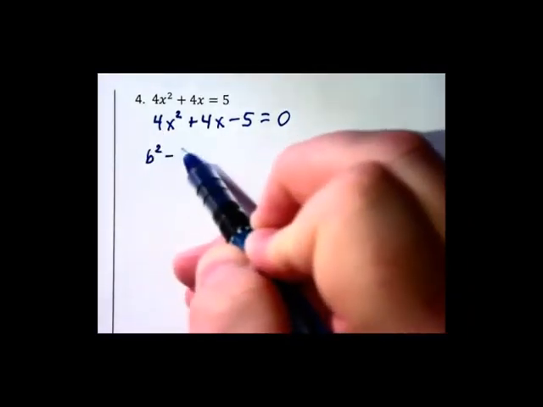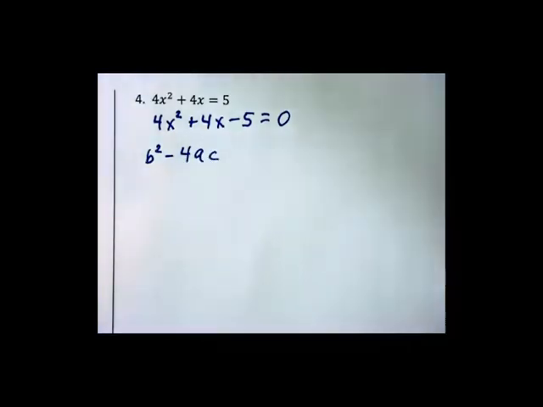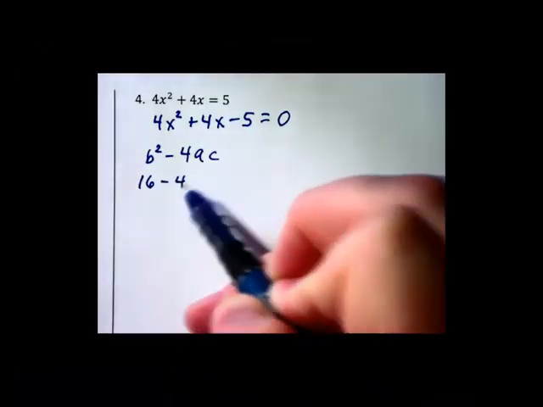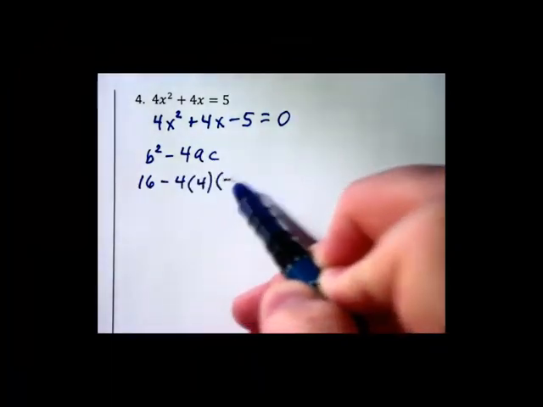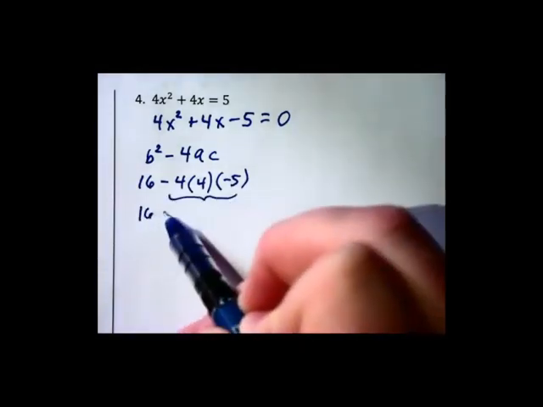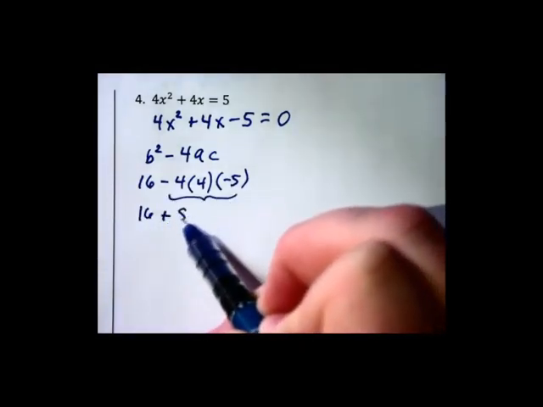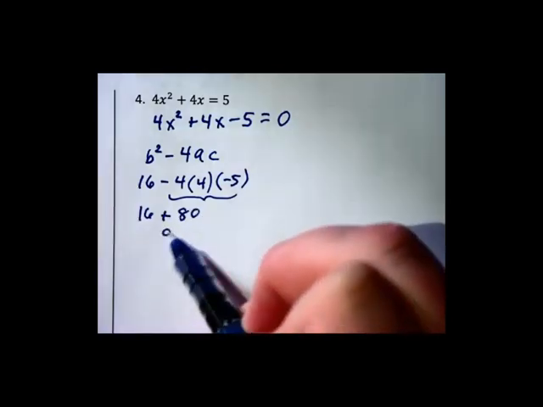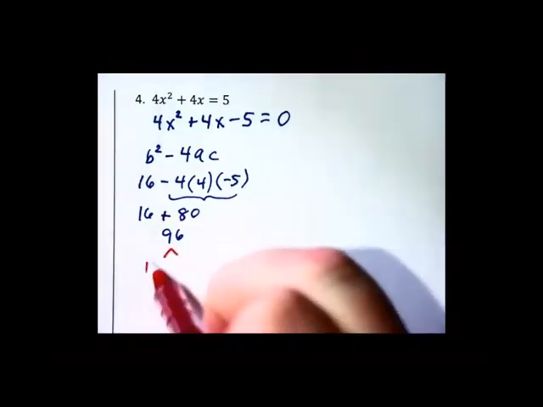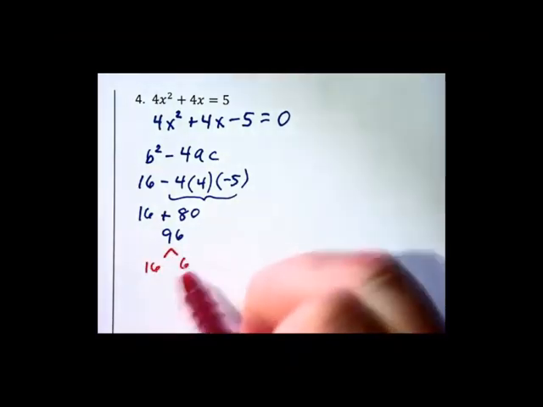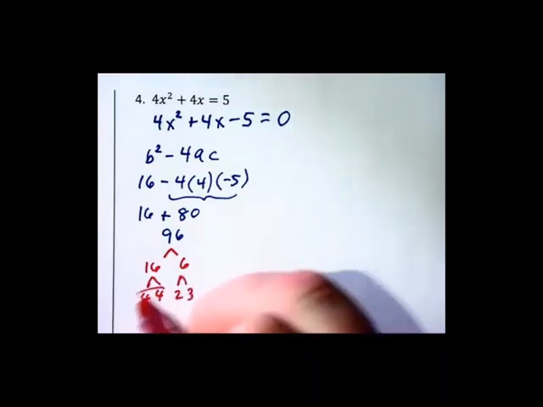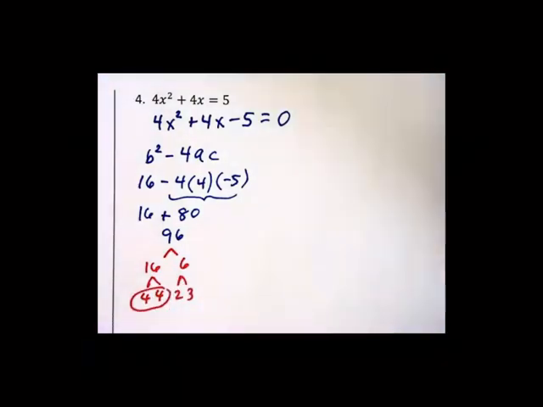B squared minus 4ac. Now b squared is 4 squared, making 16, minus 4 times negative 5. That becomes 16, the negative times negative makes plus. 4 times 20 is 80, and we have 96. And I'm going to just right now break that down. 16 times 6, which is a pair of 4s and a 2 and a 3. And the pair of 4s will come out of the quadratic formula.